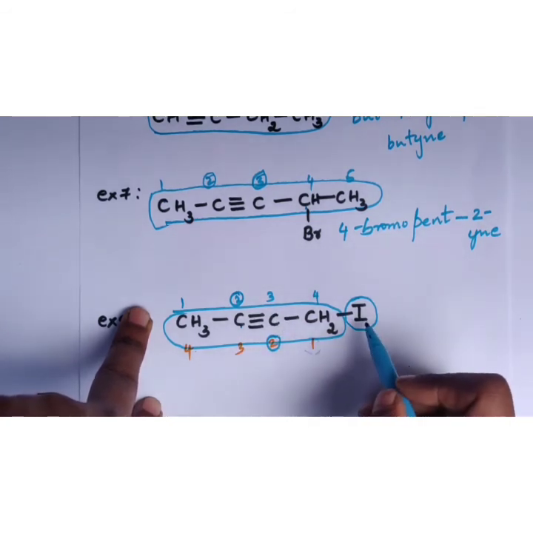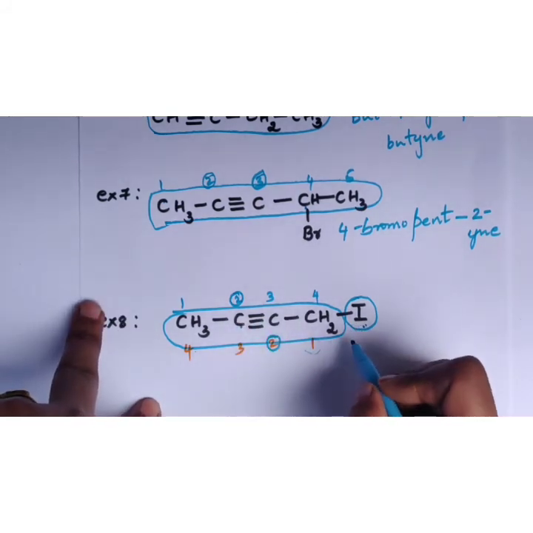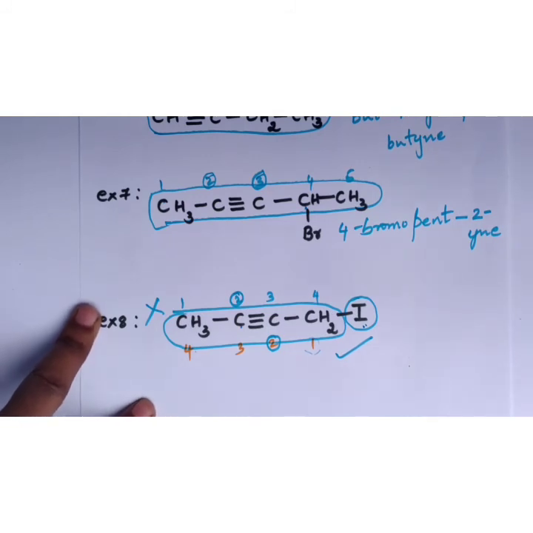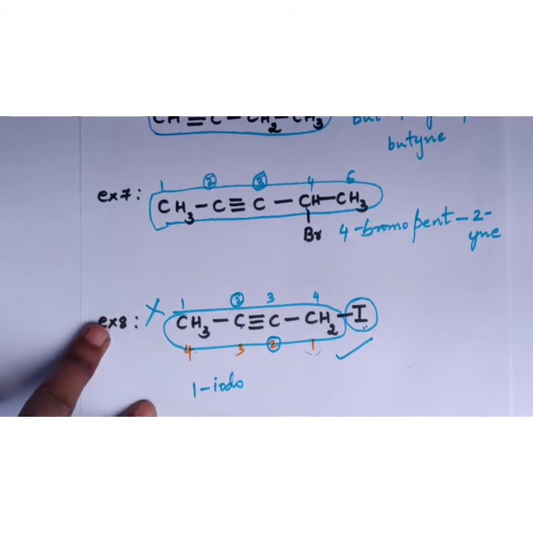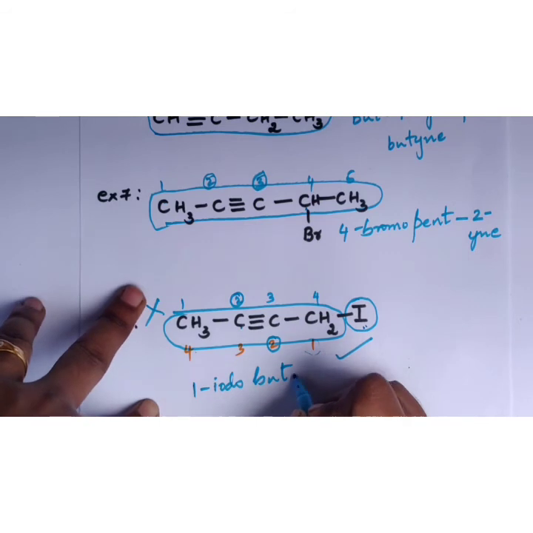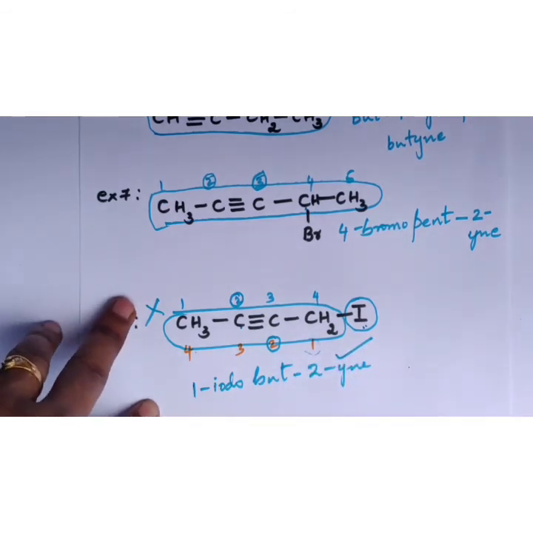Now look into the prefix. Now prefix gets the lowest numbering if you number it from right side, not from the left side. So how do you name it now? 1-iodo. If you want, you can write 1, or else simply you can write iodo. 1-iodo but-2-yne.